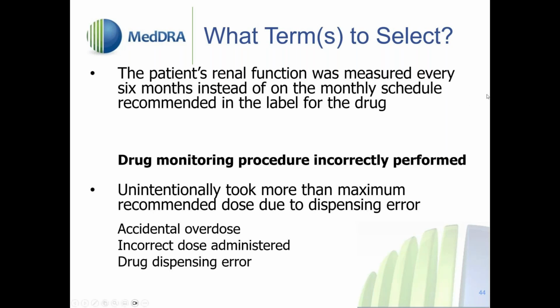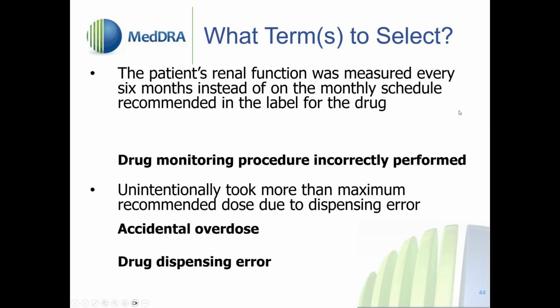In the second example, a patient unintentionally took more than the maximum recommended dose due to dispensing error. That sounds familiar, more than the maximum recommended dose. If you remember when we looked at our concept descriptions, overdose was described as more than the maximum recommended dose. So even though in this particular example I don't have specifically the word overdose, I can code this to overdose because the concept description tells me that if it's more than the maximum recommended dose, that's an overdose.